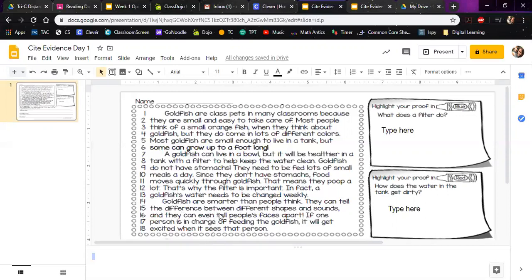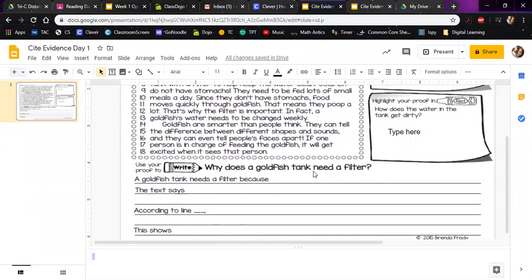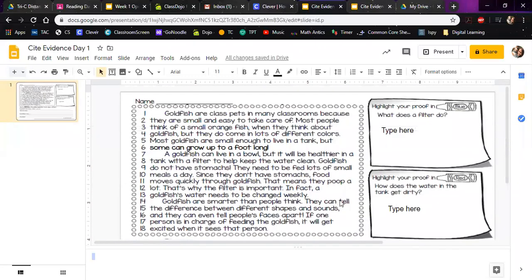Okay, so we heard in there, why does a goldfish tank need a filter? But we're going to find some proof first to help us answer that question. Starting in this first box here, what does a filter do? I know that I read about the filters here in the second paragraph, starting around line 7. So I'm going to reread that till I find my answer. A goldfish can live in a bowl, but it will be healthier in a tank with a filter to help keep the water clean. So right there is my answer. What does a filter do? A filter helps keep the water clean.